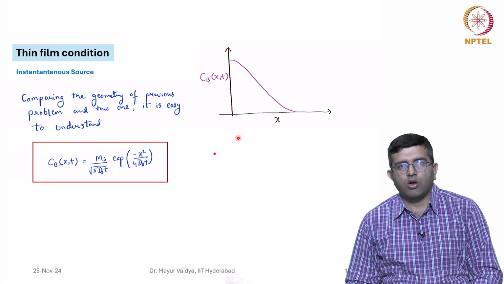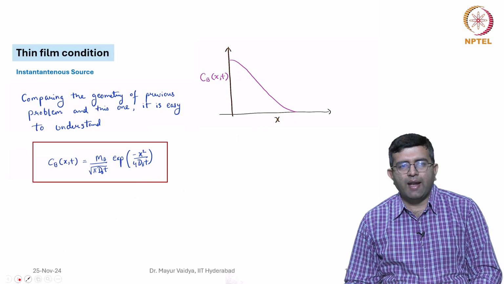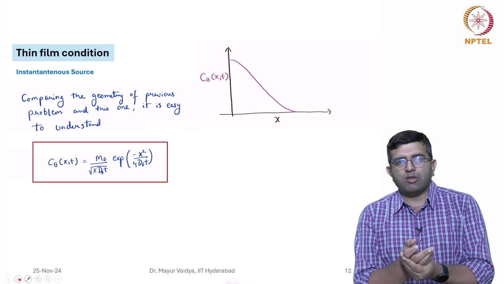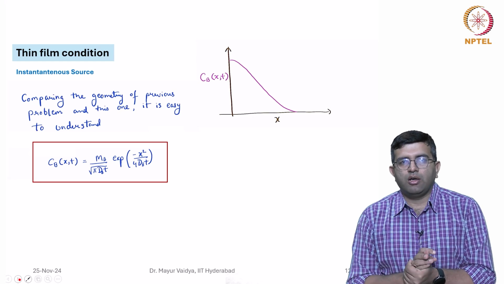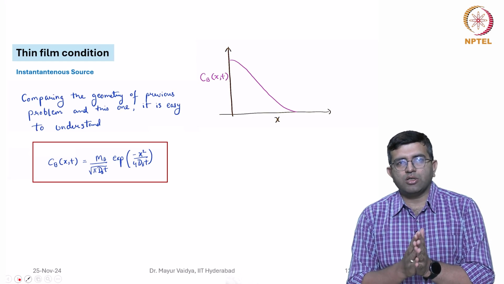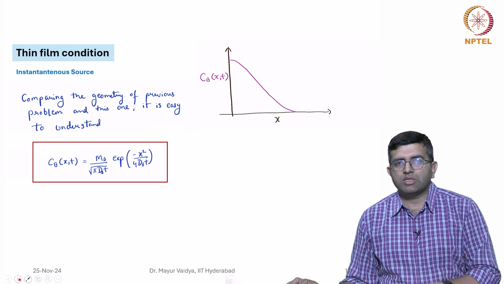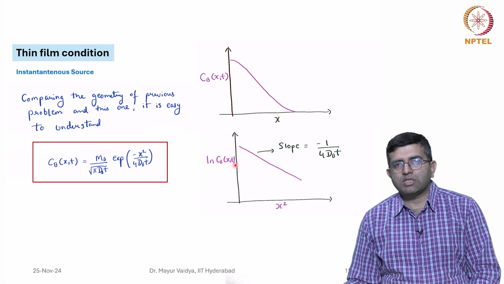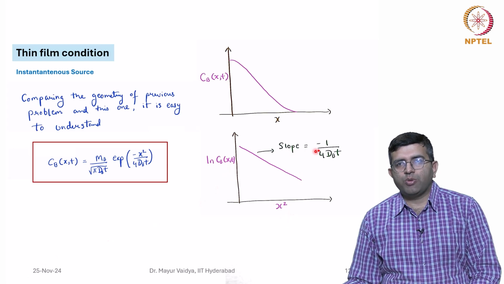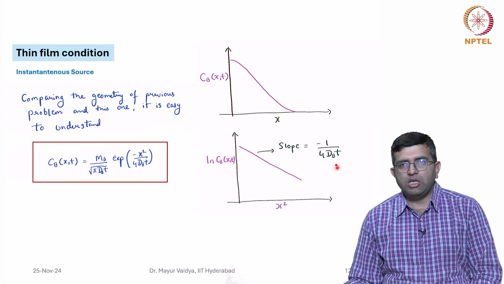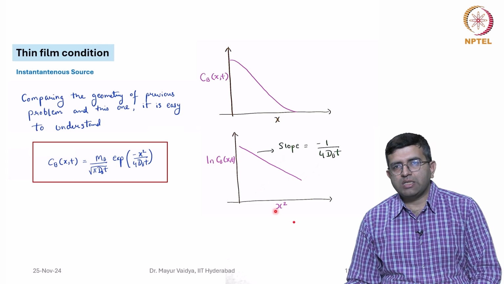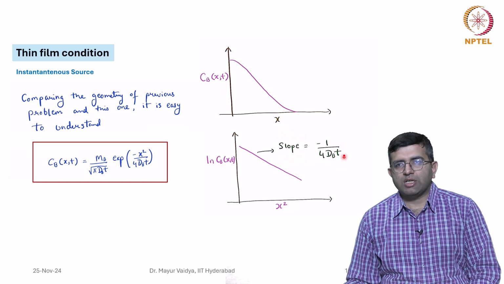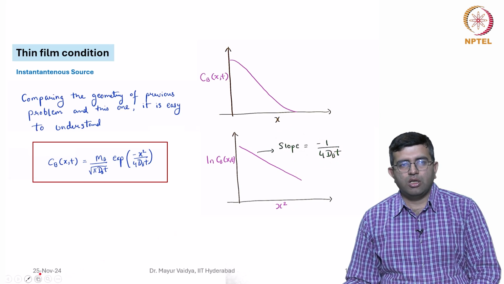This is again a Gaussian solution, exponential function, and this is in fact the method which is used to experimentally determine D as a function of temperature at any given temperature. So you plot log C_B versus x square, and the slope is equal to minus 1 by 4 D_B t. And experimentally you can determine C_B and x square. So you determine the slope, and you know the time of annealing, so you can determine the diffusion coefficient.